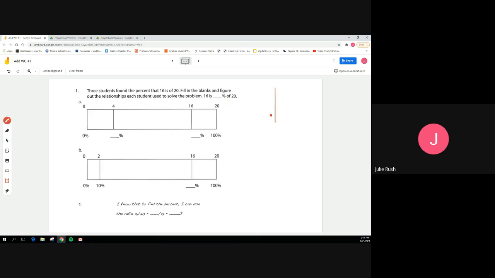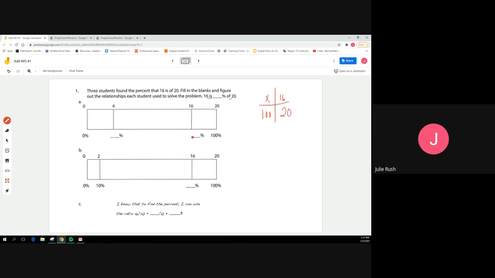So again, if we did our traditional, what percent is always x over 100? And then 16 is, and of 20, and you could cross multiply and divide. But let's look at our first percent bar and see what we've got going on here.